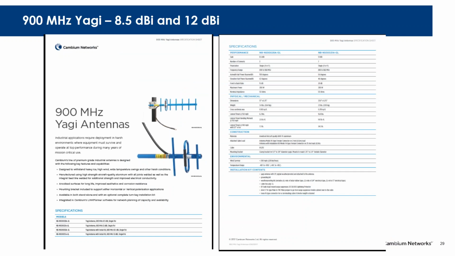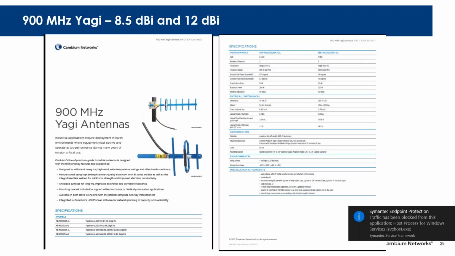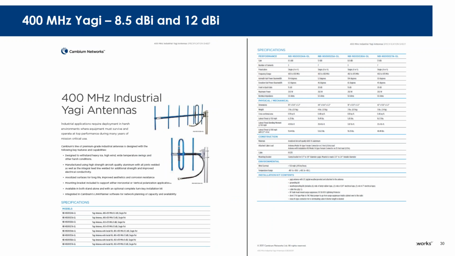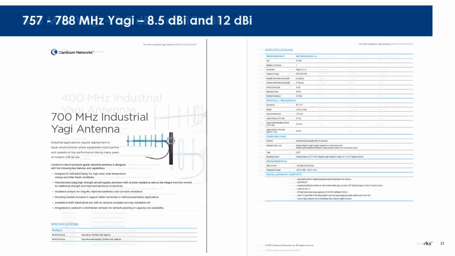We've also recently introduced a series of Yagi and Omni antennas. The spec sheets of these are on our website. You can see we have 900 megahertz Yagis, a couple different gains on those antennas. We have 400 megahertz Yagis, again, an 8.5 and 12 dBi. And then also on the 700 megahertz, we have just the 8.5 dBi gain antenna.